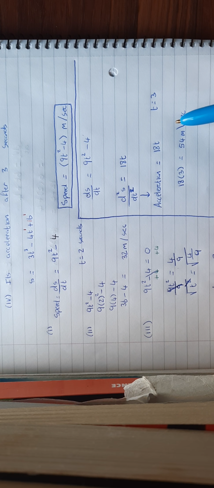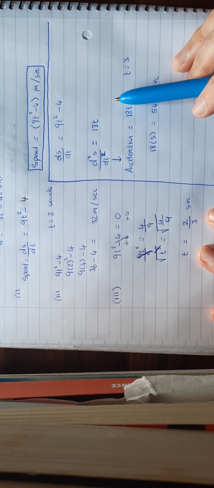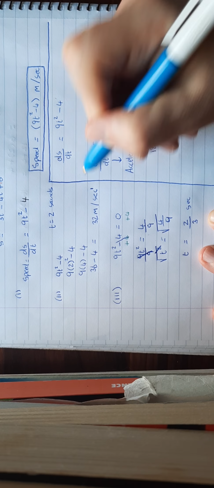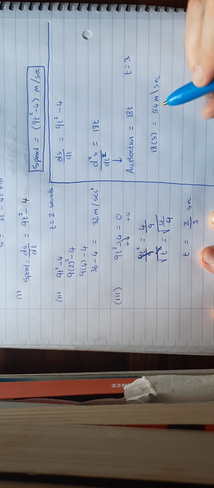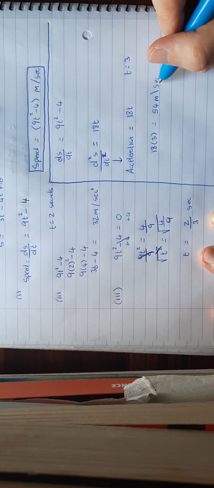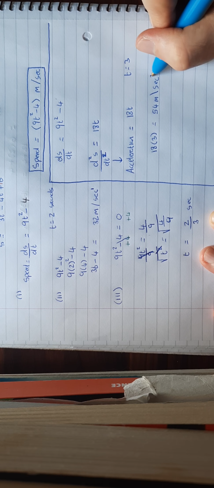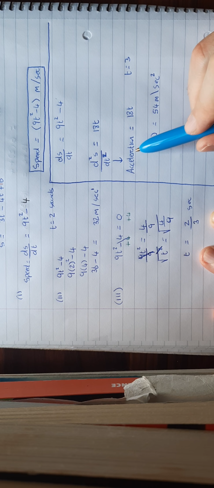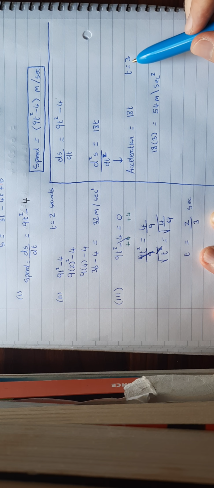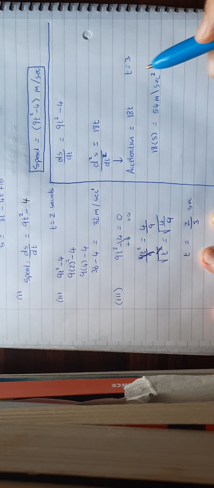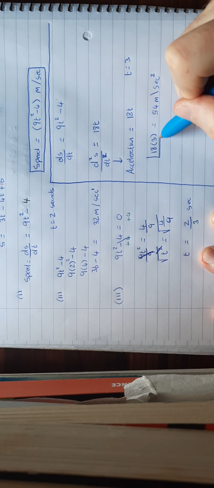Now, if we look at the first derivative, which is speed, that's in meters per second, so that's to the power of 1. The second derivative is going to be meters per second, but to the power of 2. The second derivative will be to the power of 2. So what we can say is that the acceleration when the time is 3 seconds is going to be 54 meters per second squared. And that's your answer there.